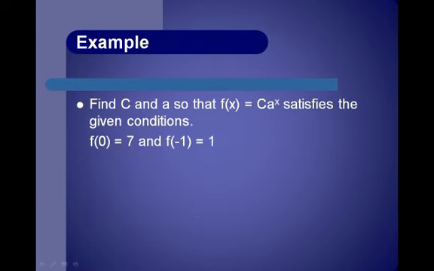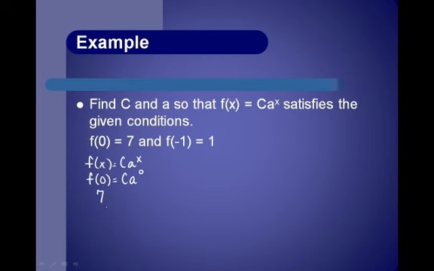Another example. Find c and a so that f of x equals c a to the x satisfies the given conditions. That is, f of 0 equals 7 and f of negative 1 is equal to 1. So we're going to start out with f of x equals c a to the x, and we're going to plug in x is 0. So we get f of 0 equals c a to the 0.